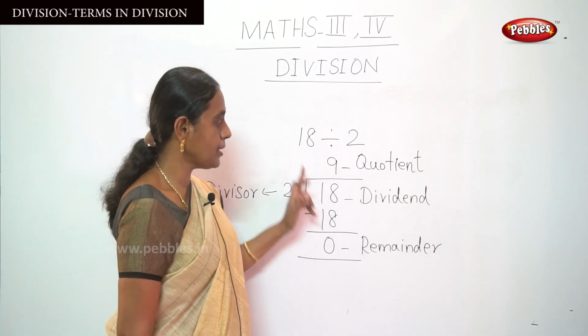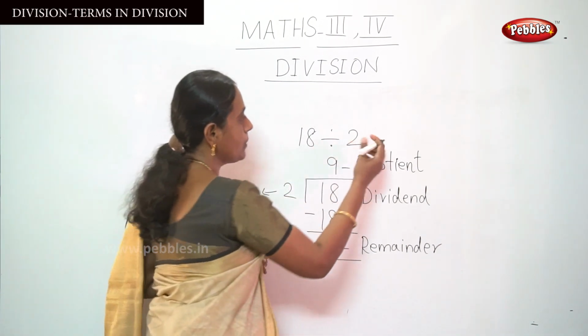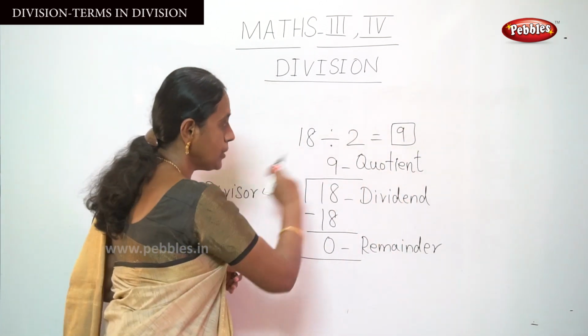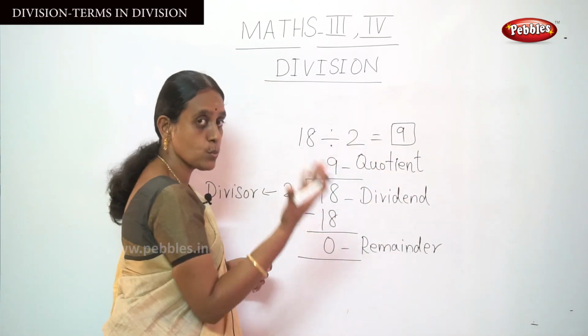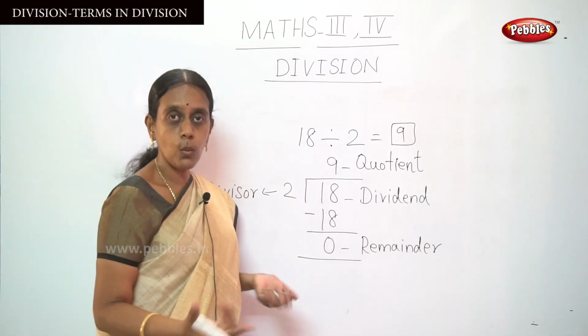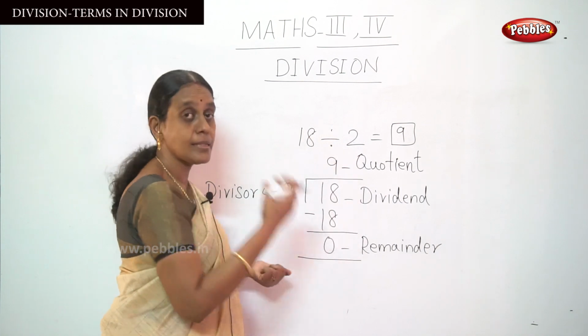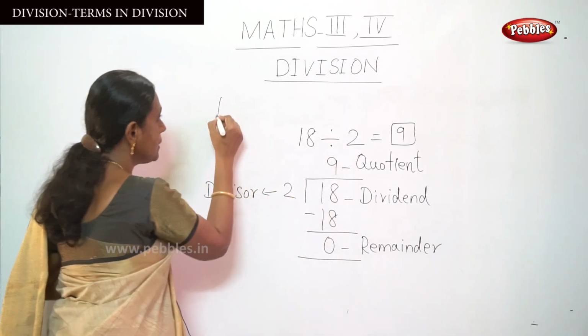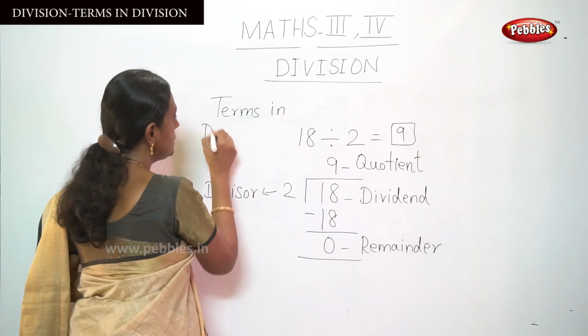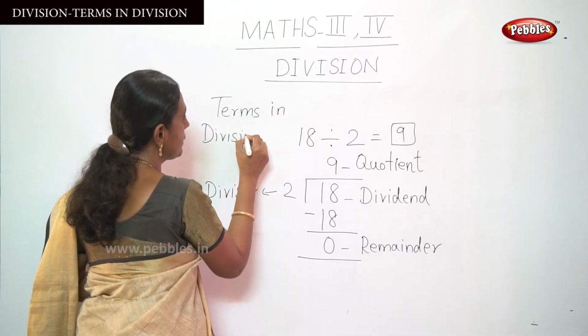Here 18 by 2 is the normal division sum. You have to find the quotient, that is 9. But you should know the terms: what 18 is, what 2 is, what 9 is, and what 0 is. Naming these is called the terms in division.